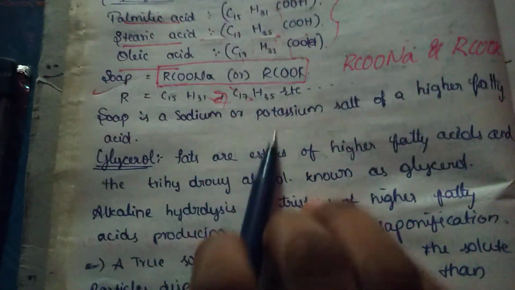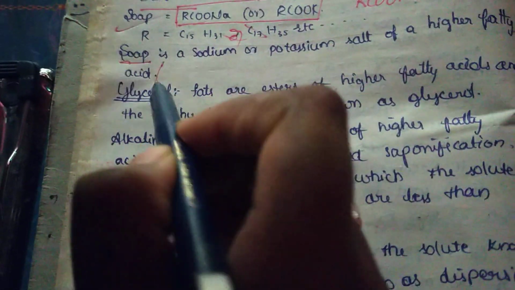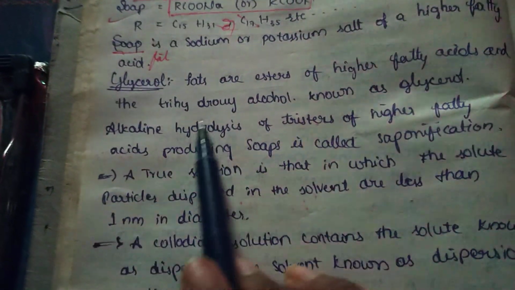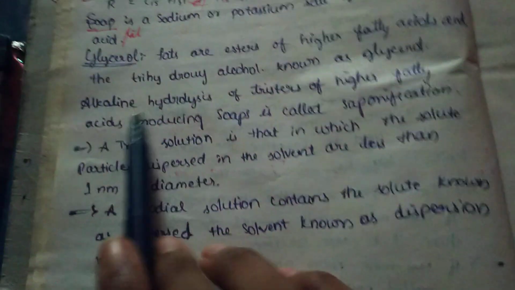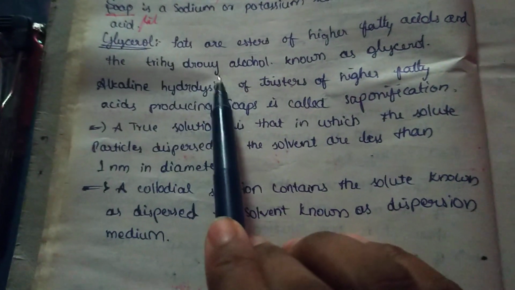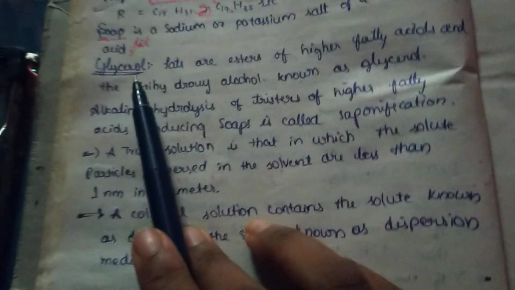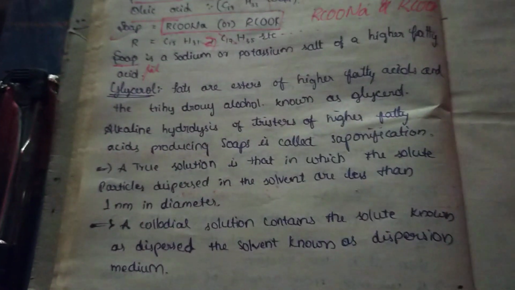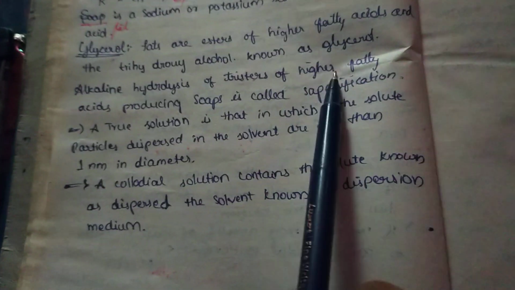Soap is a sodium or potassium salt of higher fatty acids. So soap also consists of fat and glycerol. Fats are esters of higher fatty acids and the trihydric alcohol known as glycerol. Glycerol is also used in powders, makeup, everything. Alkaline hydrolysis of esters of higher fatty acids producing soaps is called saponification.